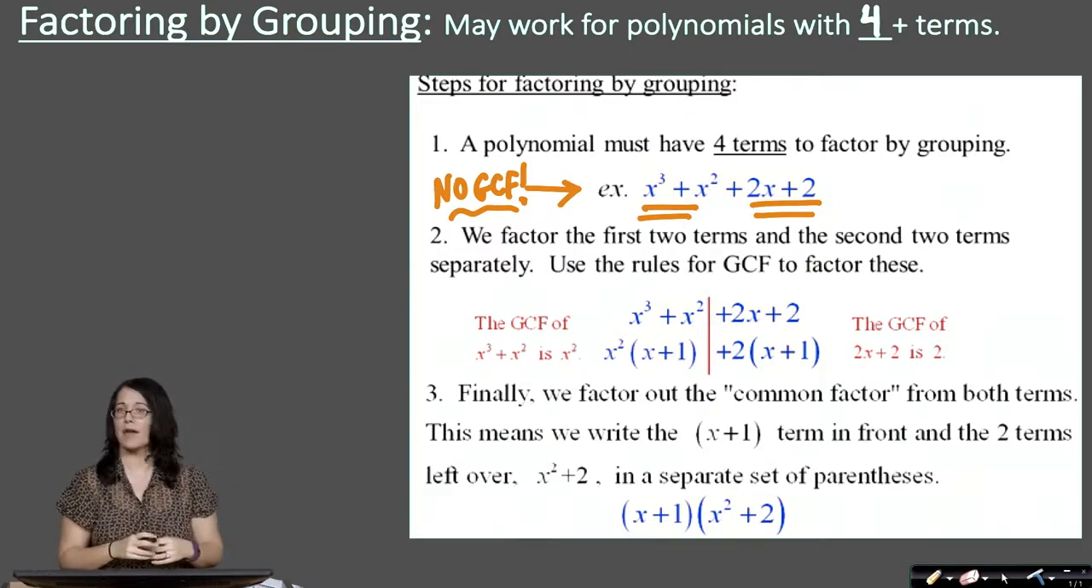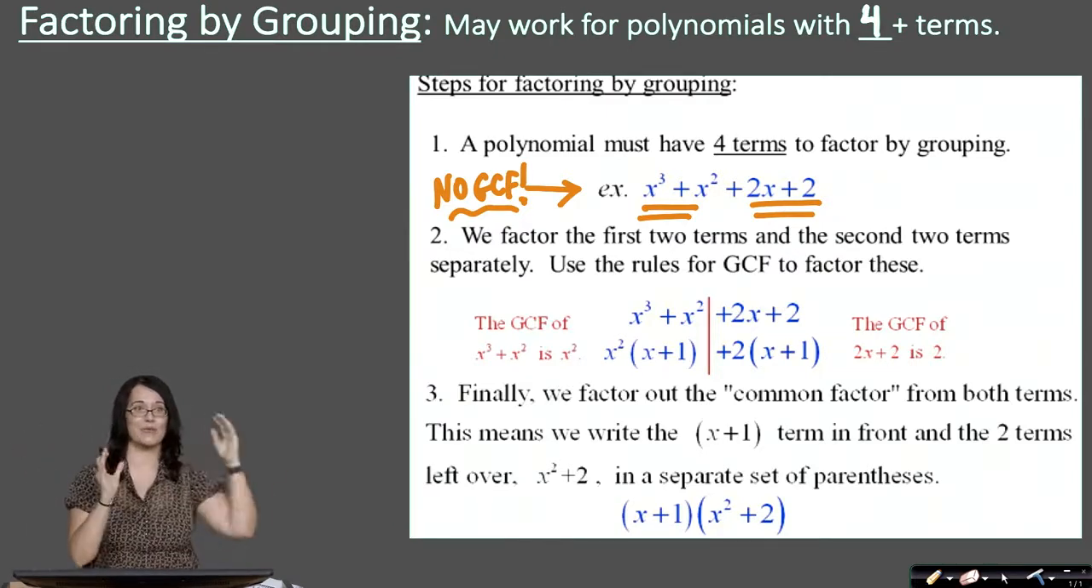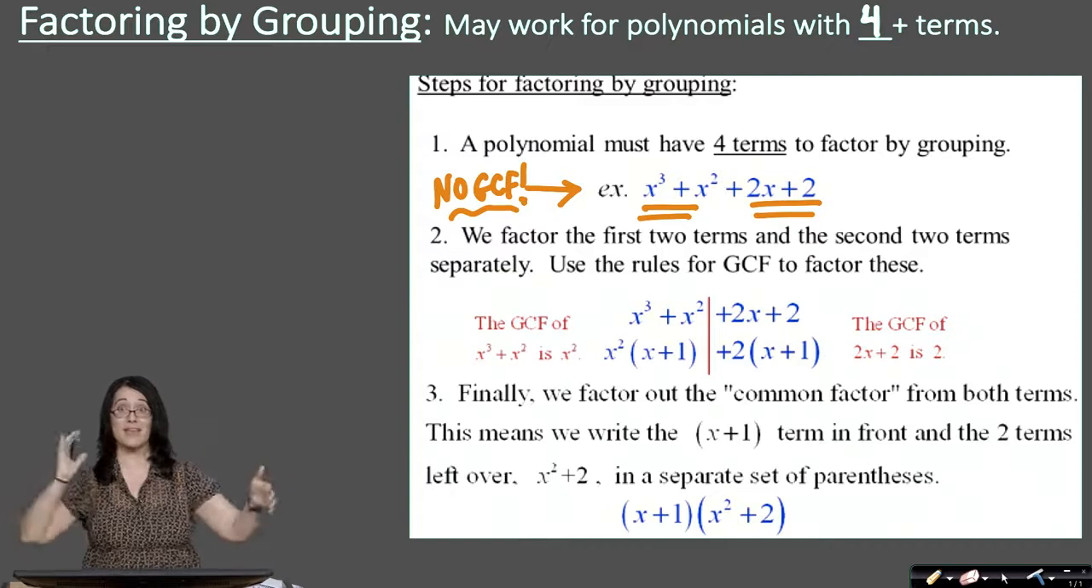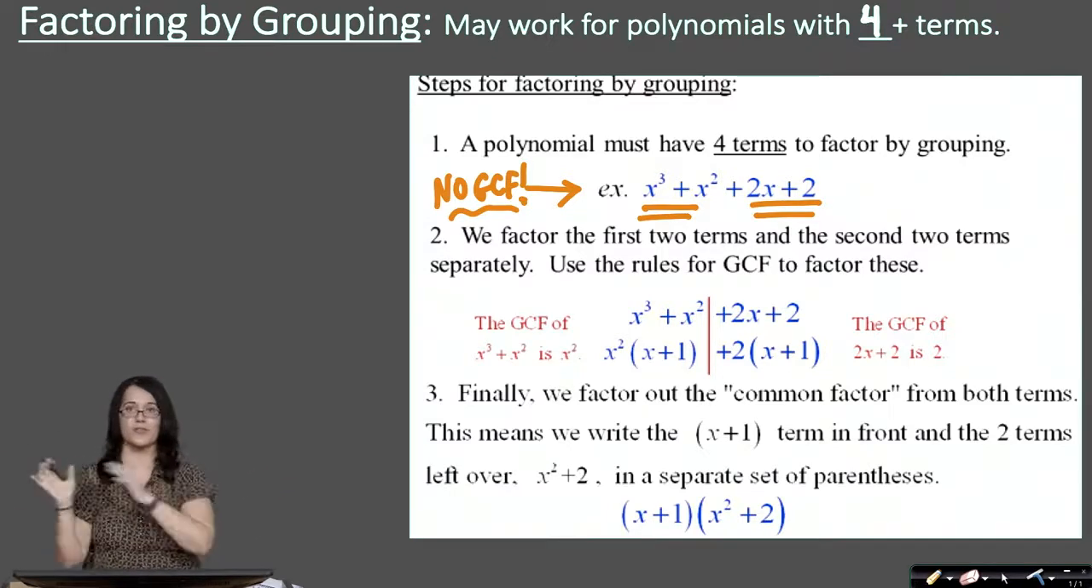But sometimes those pairs aren't the best choices, so keep in mind you are allowed to group the first with the third and the second with the fourth, or the first with the fourth and the second with the third. You don't have to just do the first two and the last two. So it doesn't have to be boring, but you are looking ahead.